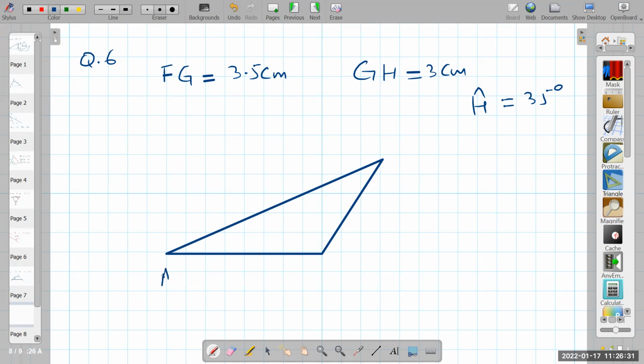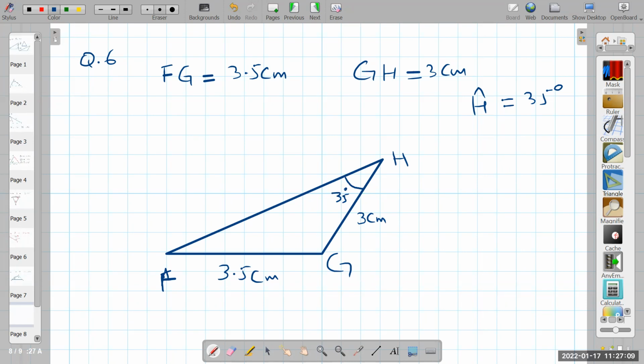F, G, H. FG is equal to 3.5 centimeters. Where should we write FG? This is FG, in the middle. Yes, 3.5 in the middle of F and G. And GH? GH is 3 centimeters, 3 only, not 3.53. And the angle H is 35 degrees.